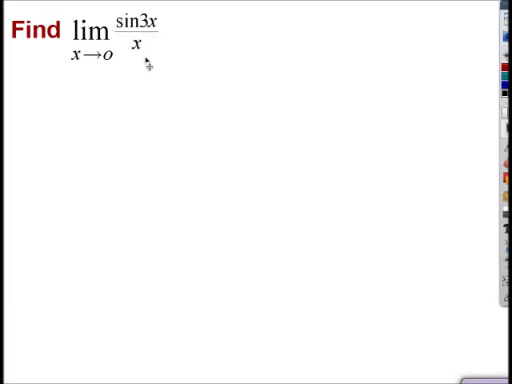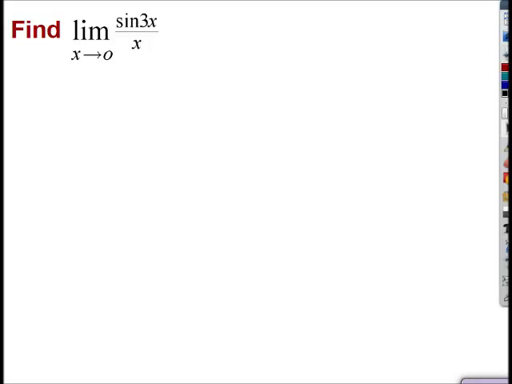If you were able to use your calculator, you would just graph this function and then look at the table or the graph as x gets closer to 0. But most likely in this class, this is going to be the type of problem you're going to see on a test that doesn't allow you to use a calculator. So we have to figure out how to solve this without using a calculator.